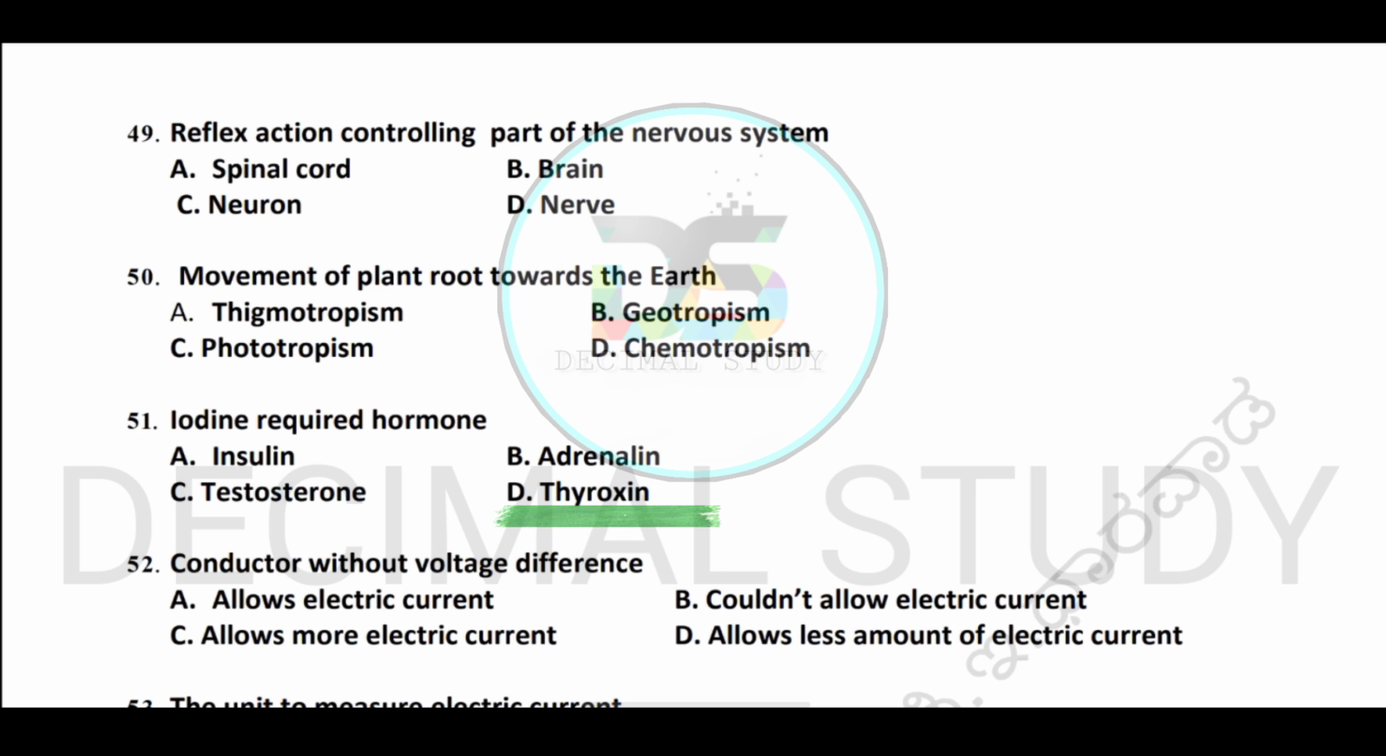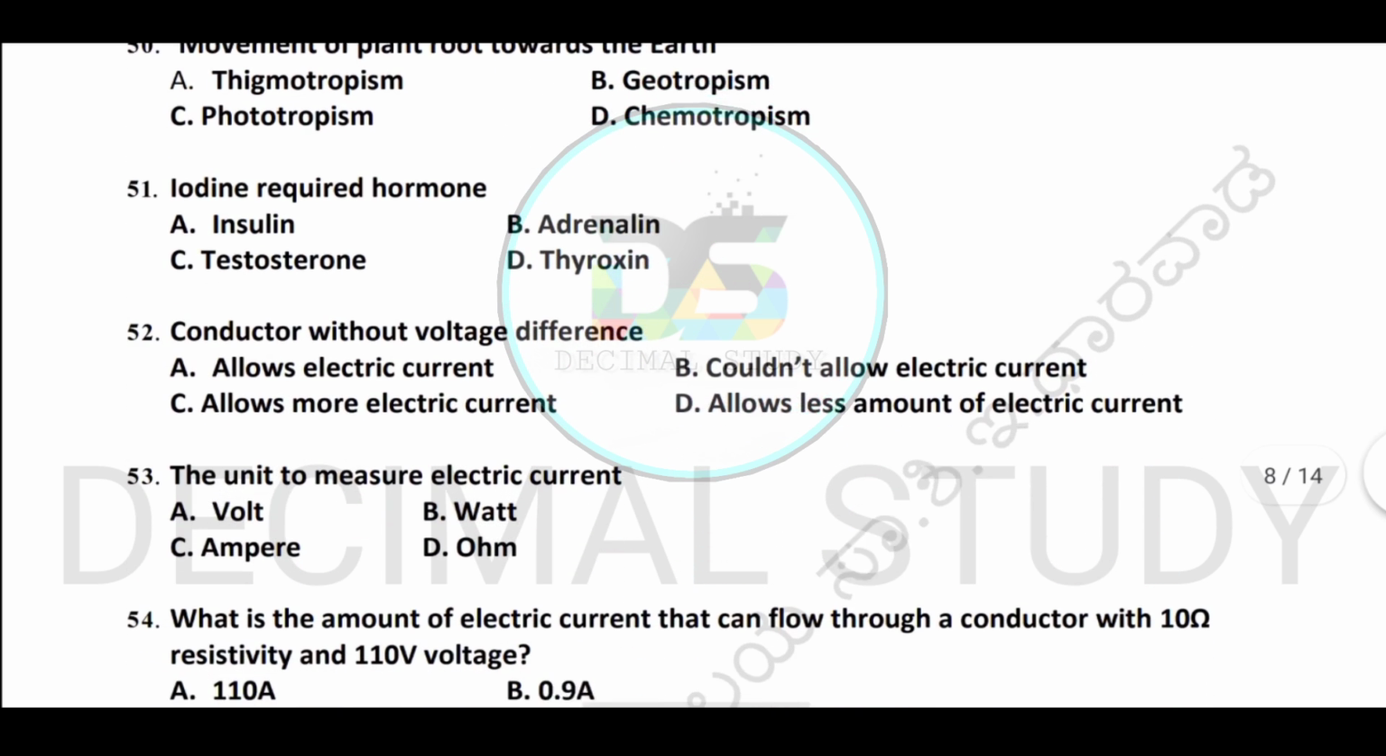Question number 52. Conductor without voltage difference. Options are allows electric current, couldn't allow electric current, allows more electric current, allows less of electric current. The right answer is option B, couldn't allow electric current.